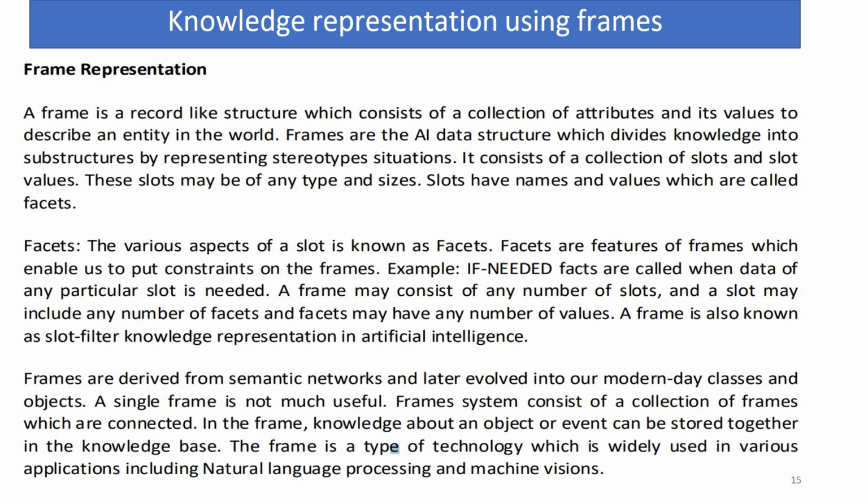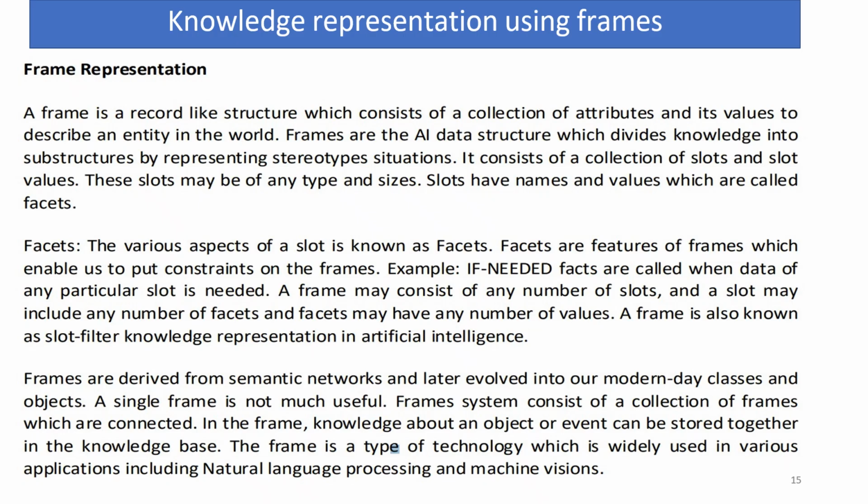For example, if you are going for a car, the slots will be brand, color, and fuel. The value will be Toyota, the color will be white, and the fuel will be petrol or diesel. The other term that can be represented here is facets. Facets are additional information or constraints about the slot. They can specify the default value, allowed values, conditions, and procedures. The "if needed" facet is an example that has been represented.